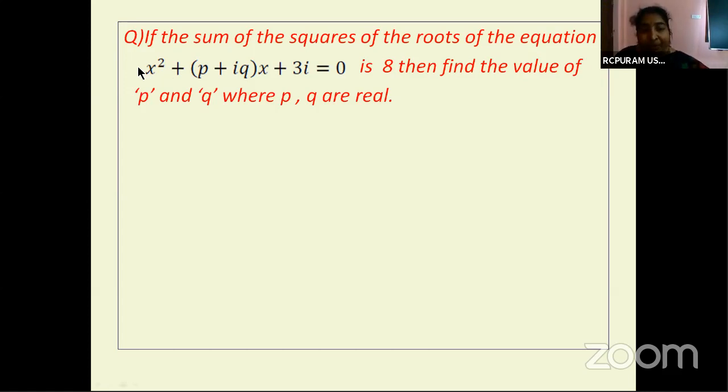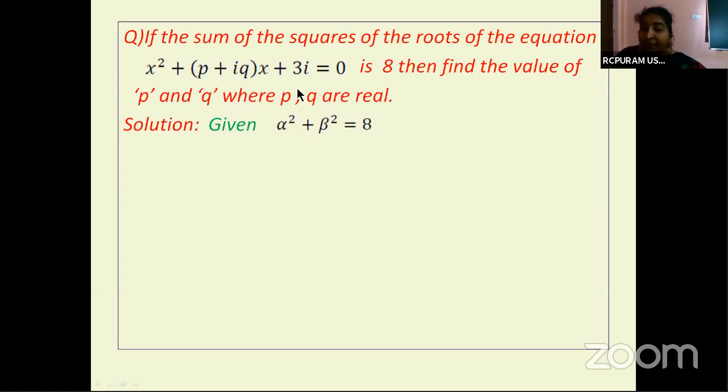So here you have an ax² + bx + c = 0 form. This is a quadratic equation whose coefficients are in the form of complex numbers. Now, let us see the problem. You are given α² + β² = 8. What is this alpha and beta here in the problem?